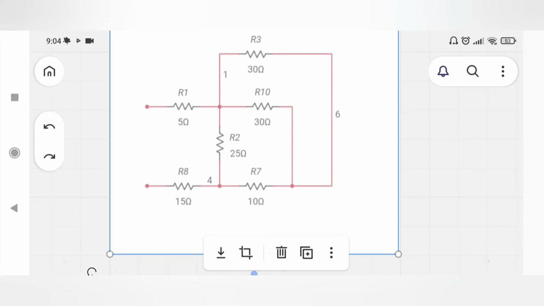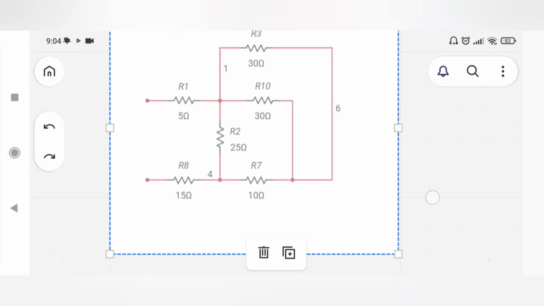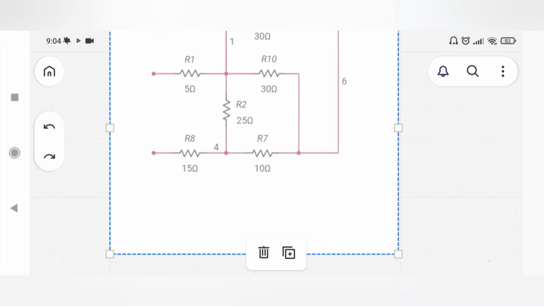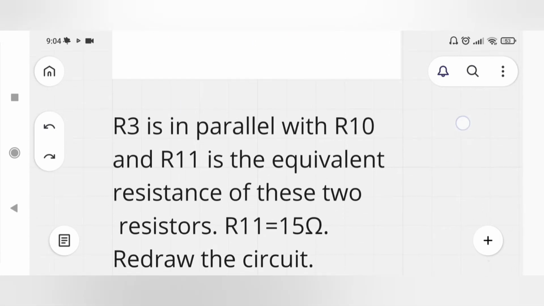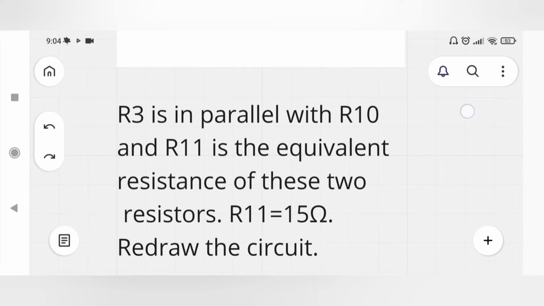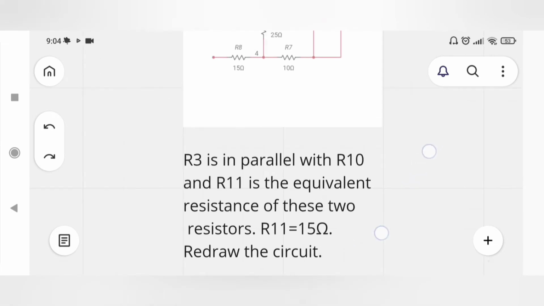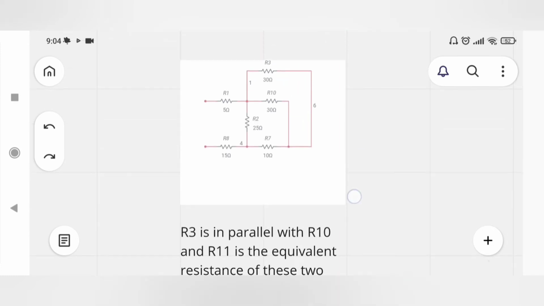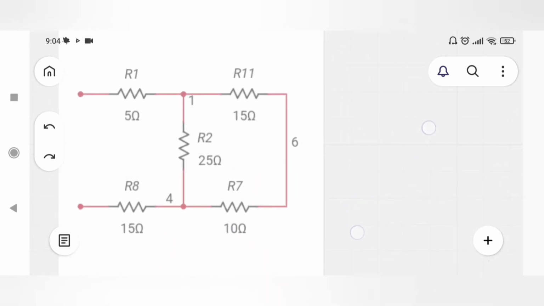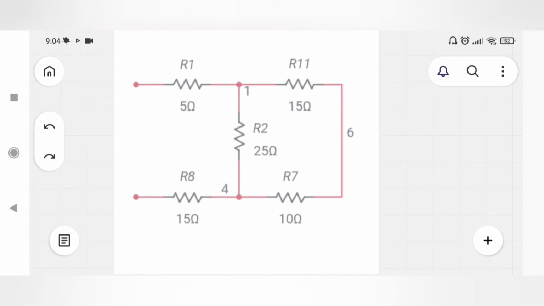Now you can see R10 and R3 are parallel to each other. They share the same two nodes, that is, R3 and R10 are connected between node 1 and this node, and both share the same nodes, so they are in parallel. So what is their equivalent resistance? R3 is in parallel with R10, and R11 is the equivalent resistance of these two resistors. It is 15 ohm. You can calculate it by yourself.